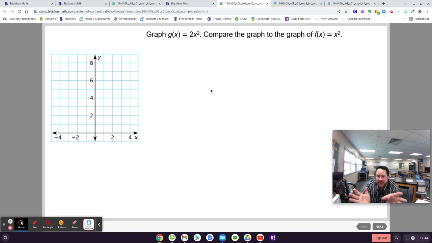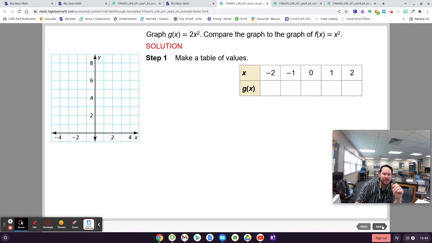Now, you can either graph these out or just mentally picture it in your head. Which of these is going to be skinnier, like vertically stretched? Is that f of x or g of x? If you said g of x is skinnier, you're right.